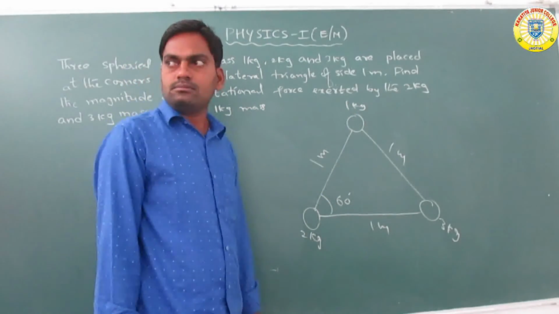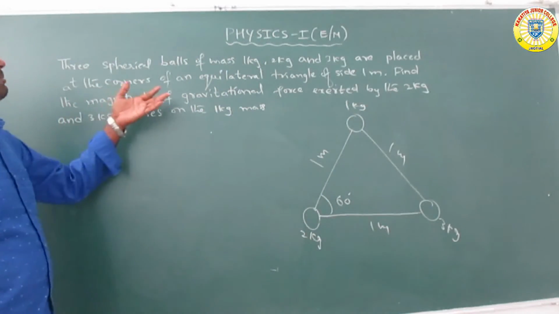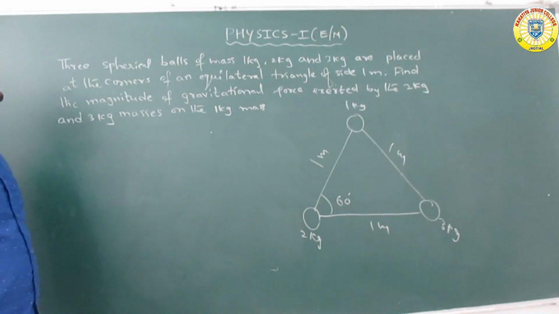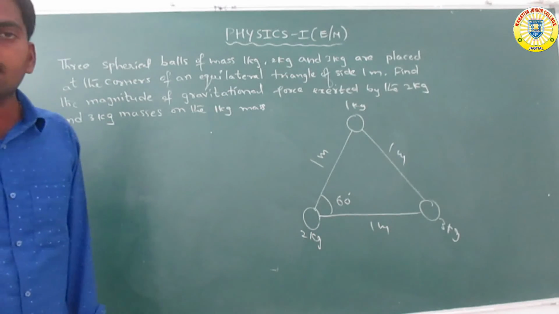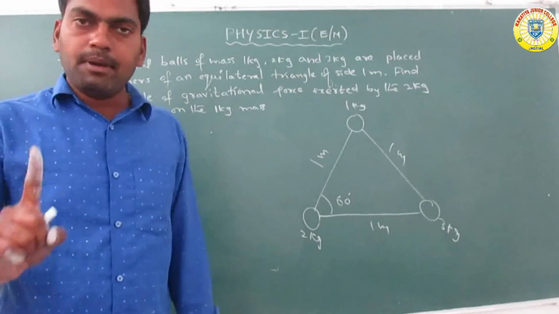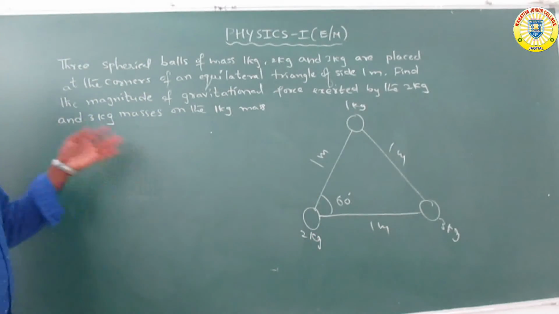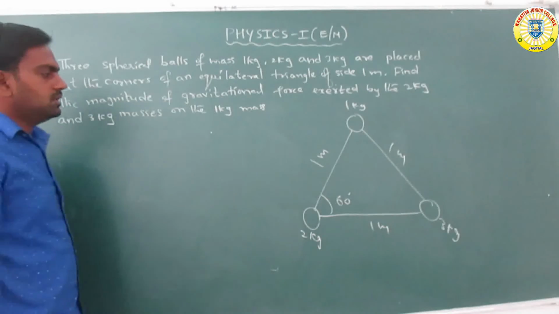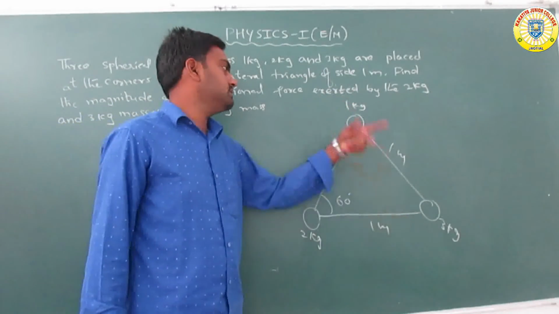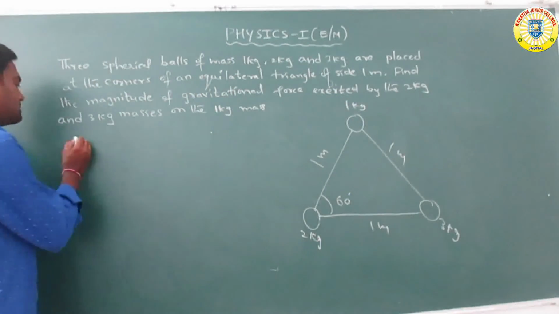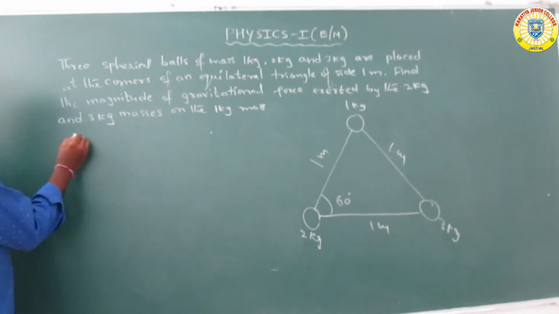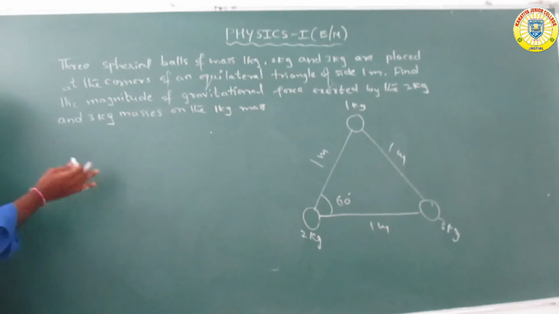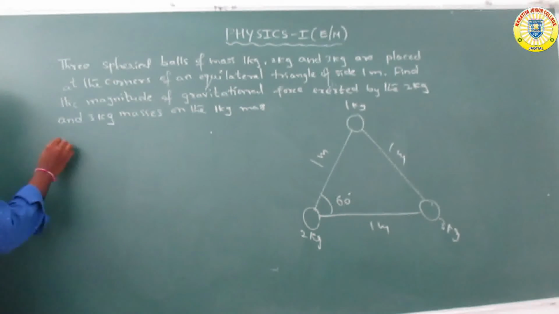Okay, got it. So the spherical balls of masses 1 kg, 2 kg and 3 kg are placed at the corners of the equilateral triangle of side 1 meter, and we find the magnitude of the gravitational force. First, the force exerted by the 2 kg on 1 kg, and by the 3 kg on 1 kg. Take the two balls, the first body and the second.